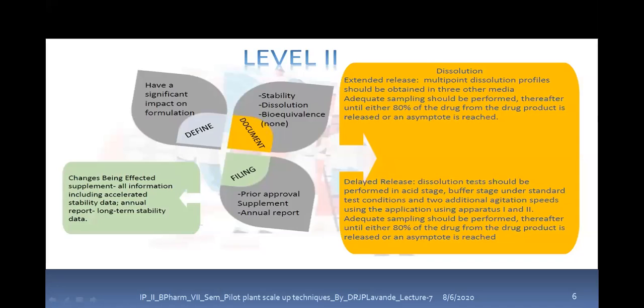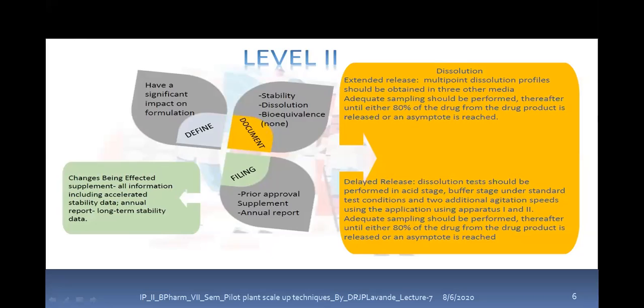If the formulation type is a delayed release one, in that case the dissolution test should be performed in acid stage, buffer stage under standard test conditions, and 2 additional agitation speeds using apparatus 1 and 2. Adequate sampling should be performed thereafter until either 80% of the drug from the drug product is released or an asymptote is reached. If it is level 2, then the filing needs to be done in the form of the supplement, that is the prior approval supplement and the annual reporting.